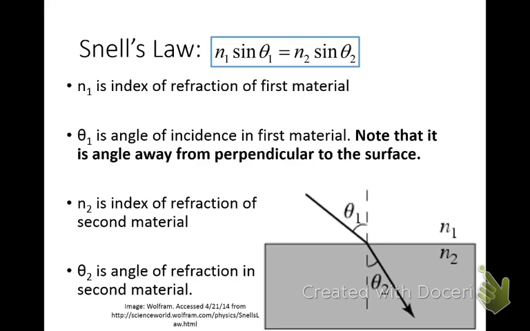Now, theta 1 is not the angle from the surface to the light ray. Oh, no, no, no. Theta 1 is the angle from the perpendicular, an imaginary perpendicular line to the surface, to the light ray. Same deal with theta 2. Once it's passed into the second material, theta 2 is just the angle from the perpendicular to the surface inside the material to the light ray once it passes through. The higher the index of refraction, the lower the angle will be, and the lower the index of refraction, the higher the angle, according to Snell's law.